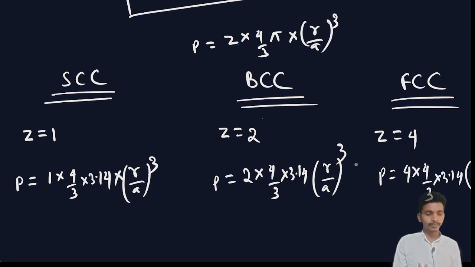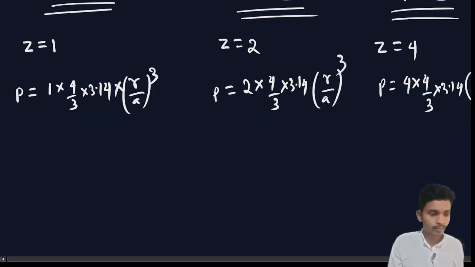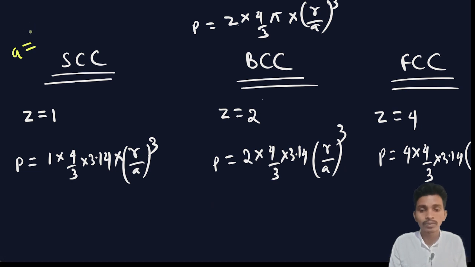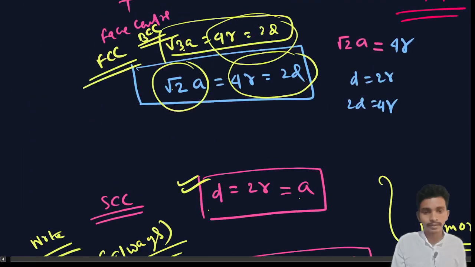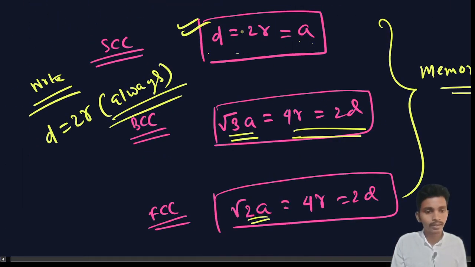Okay, now we know that for this case, for SCC, A equal to D equal to 2R, that relationship that we have seen here. A equal to D equal to 2R.